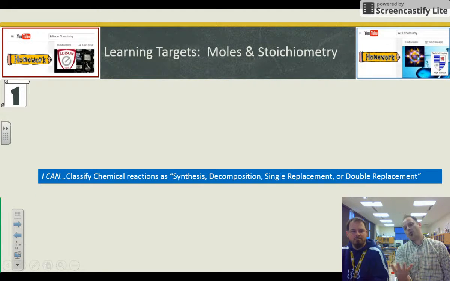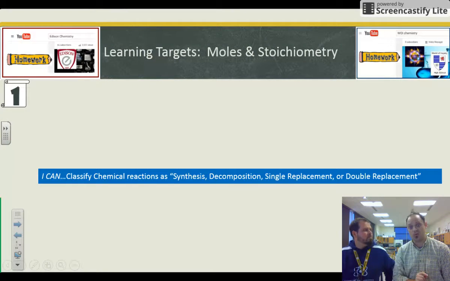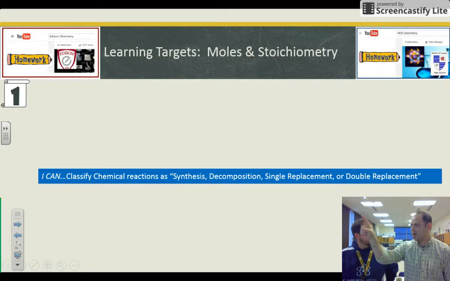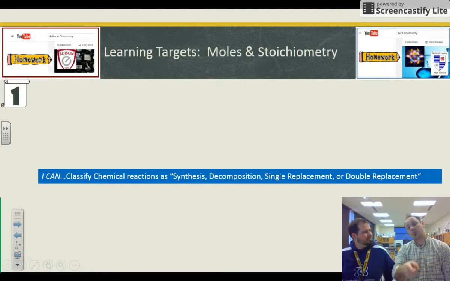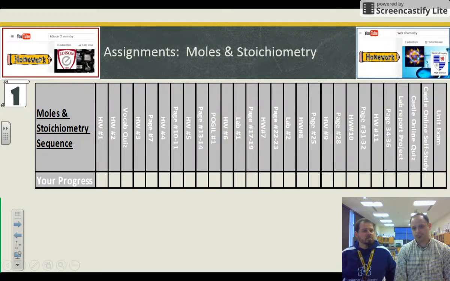There are four basic types of chemical reactions, and I want you to be able to say, I can tell you which one that is just by looking at it. I recognize this type of formula that follows a certain pattern. I can say that's a synthesis reaction. I want you to be able to say that for all four basic types of reactions, and those are on your screen.